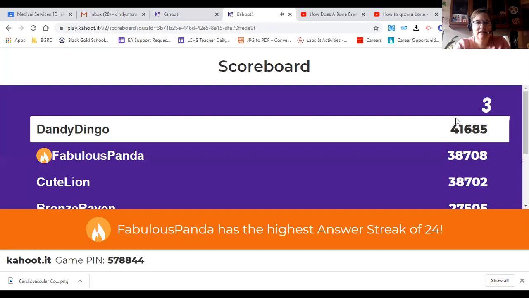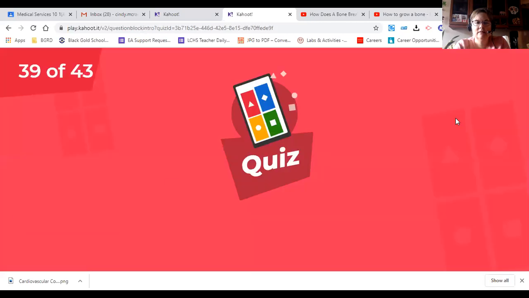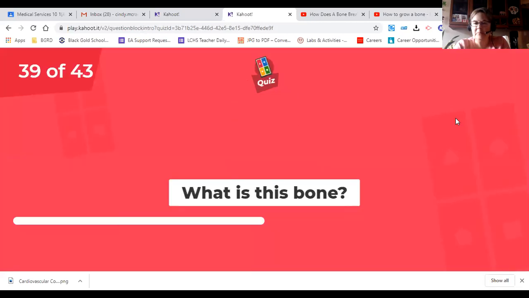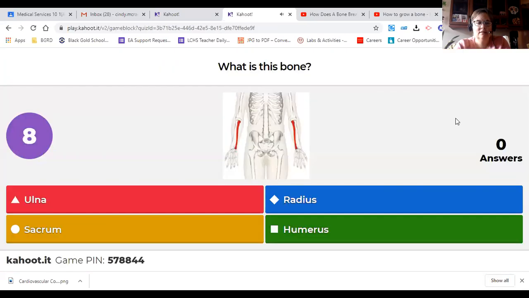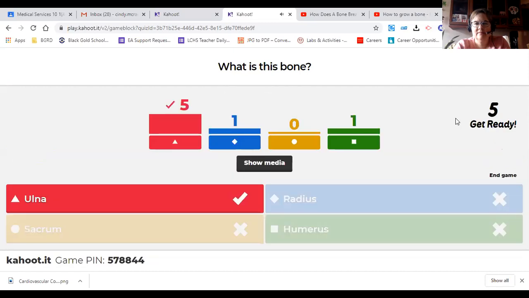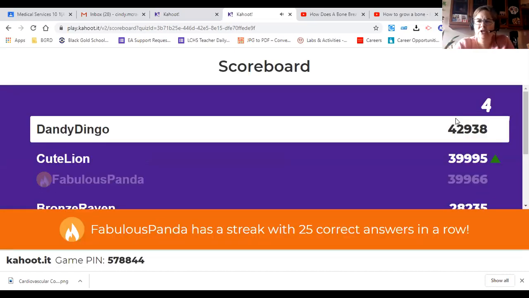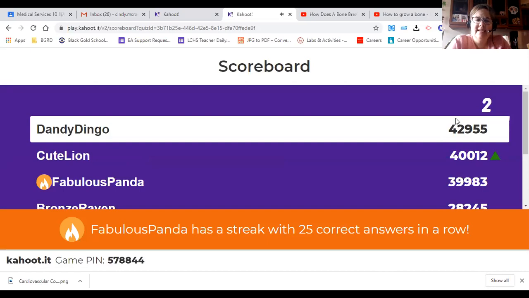All right, next one. Name that bone. What are we looking at here? Ulna. The ulna runs where our pinky finger is. The ulna. Ooh, cute lion is now in 2nd place. Nice.